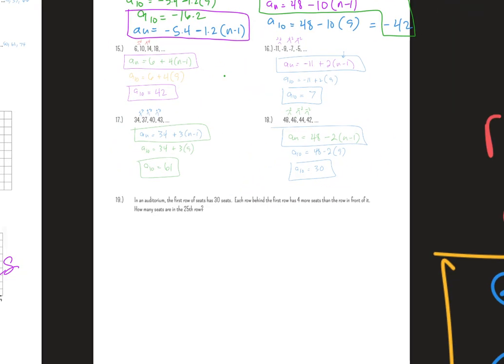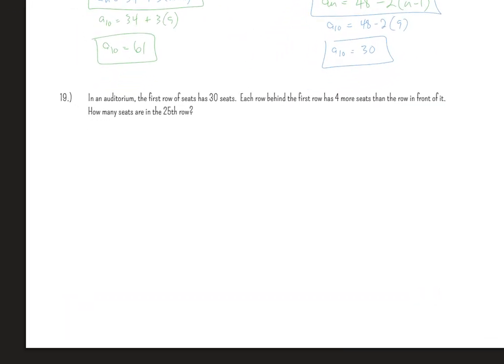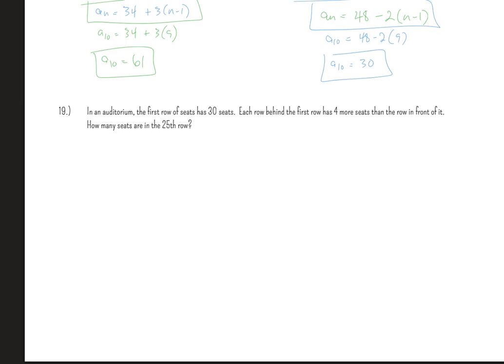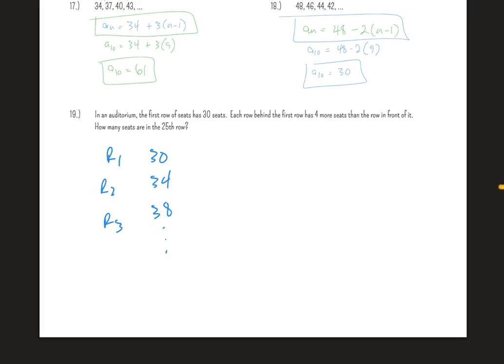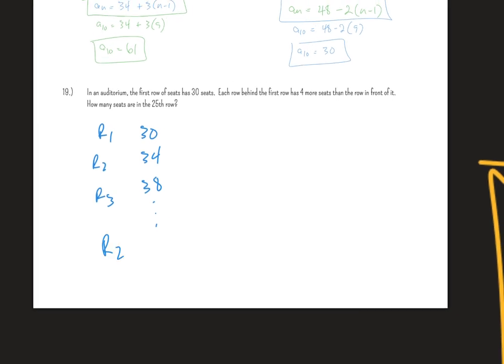Okay. And now to shake things up a little bit, we have a word problem. In an auditorium, there we go. The first row of seats has 30 seats, so row 1, we got 30. Each row behind the first row has 4 more seats. We got row 2 has 34. So I'm going to guess row 3 has 38, and so on. We want to know how many seats are in row 25.